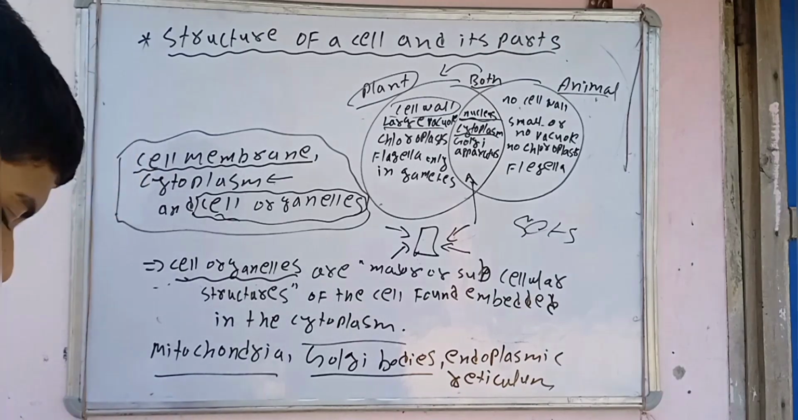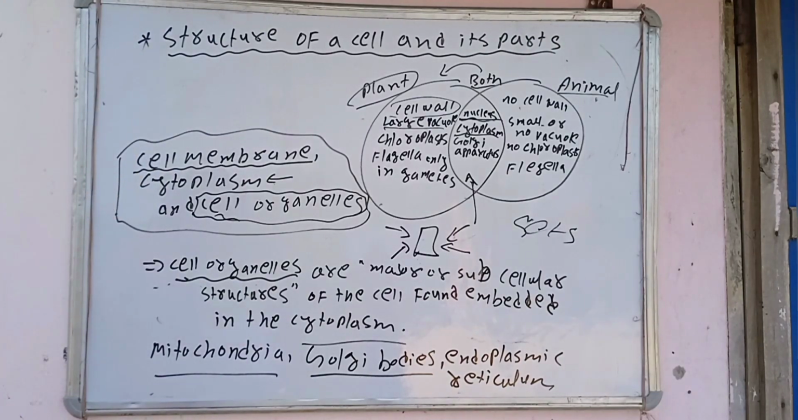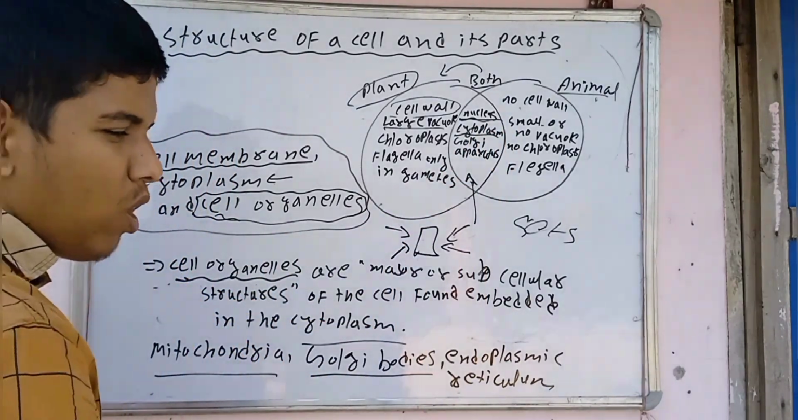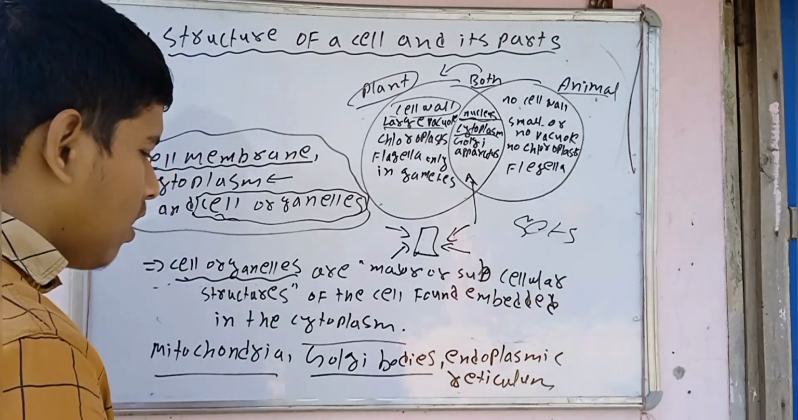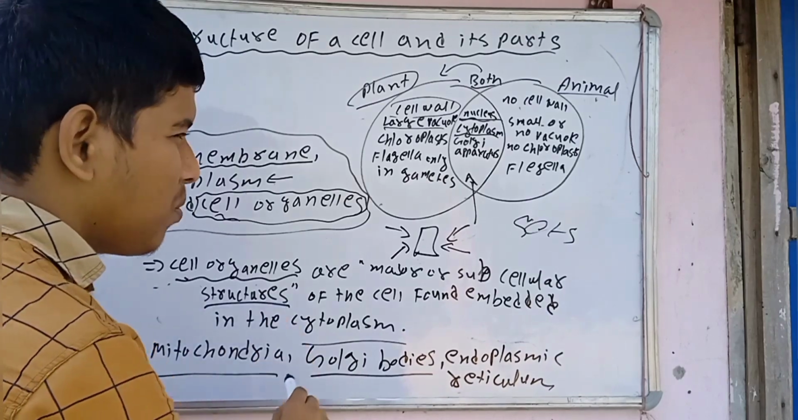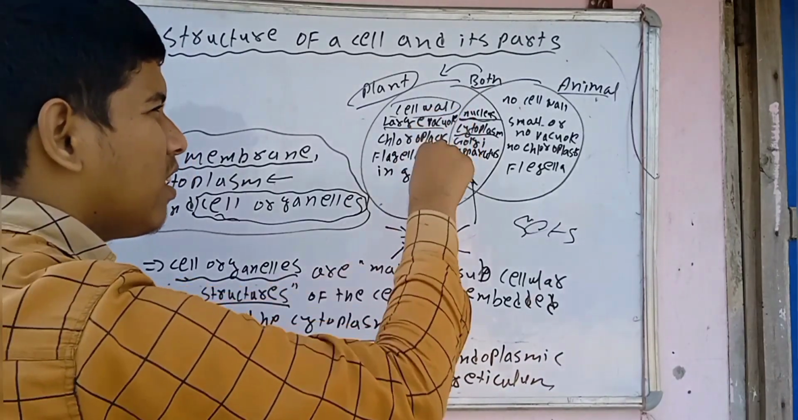So the Venn diagram shows the common cell organelles of plant and animal cells, and the differences between them. This Venn diagram that I gave you shows what? The common cell organelles of plant and animal cells, and the difference between them. So basically, cell organelles means the different parts of the cell. It is saying here subcellular structure. Subcellular structure means the structure that is found in the cell.